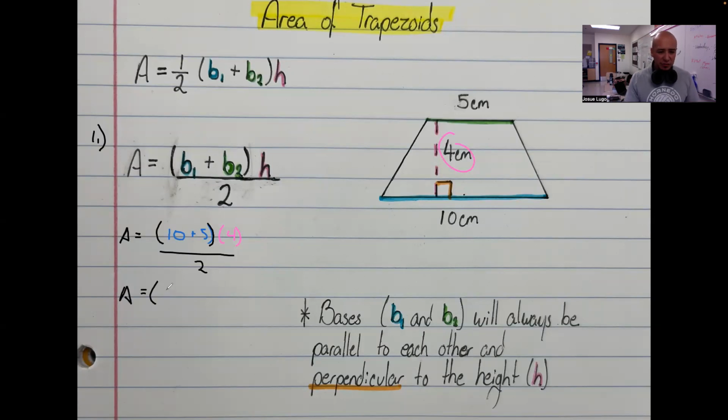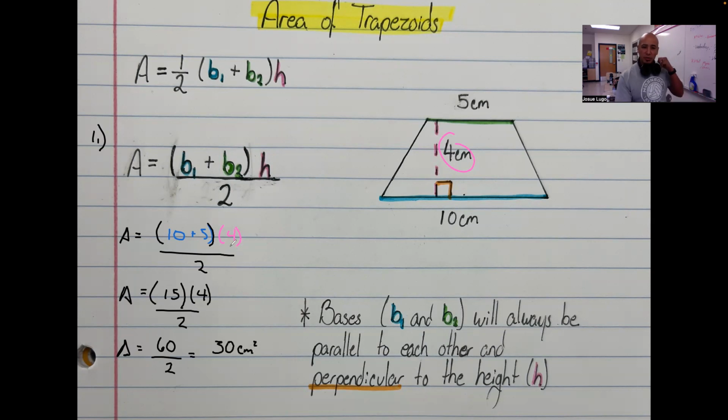So 10 plus 5 is 15. 15 times 4 divided by 2. And we know that 15 times 4 is equal to 60. So the area is going to be whatever 60 divided by 2 is. And we know that 60 divided by 2 is 30. So my final answer would be 30 centimeters squared, or square centimeters.